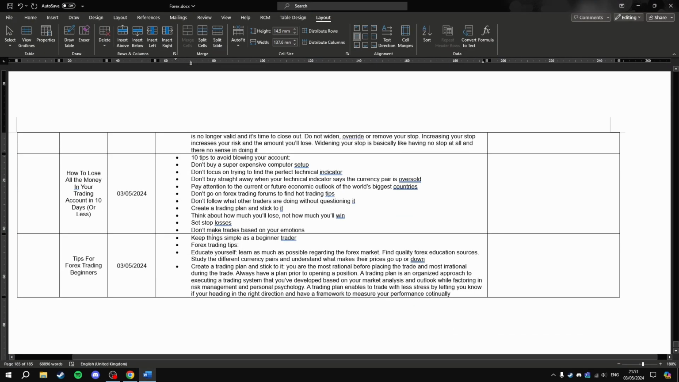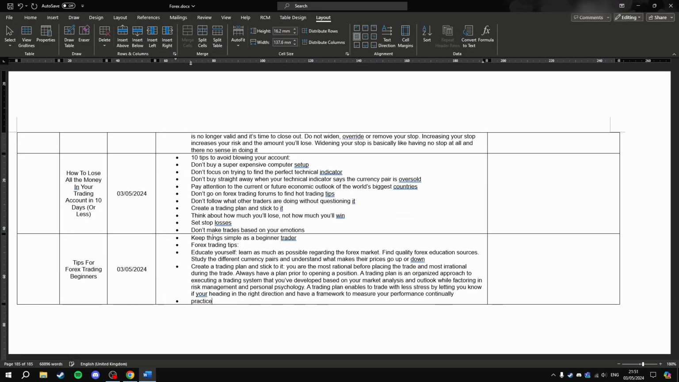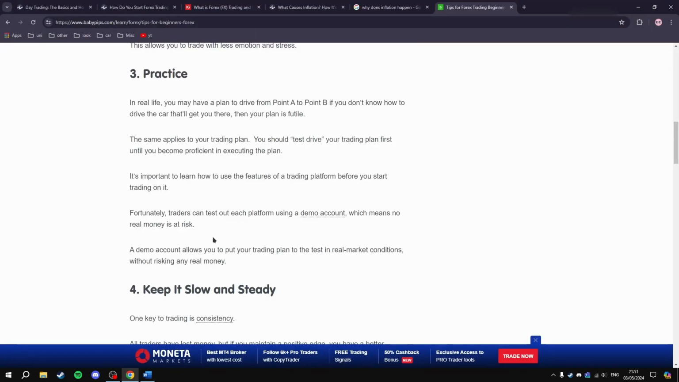Three. Practice. In real life, you may have a plan to drive from point A to point B. If you don't know how to drive the car that will get you there, then your plan is futile. The same applies to your trading plan. You should test drive your trading plan first until you become proficient in executing the plan.